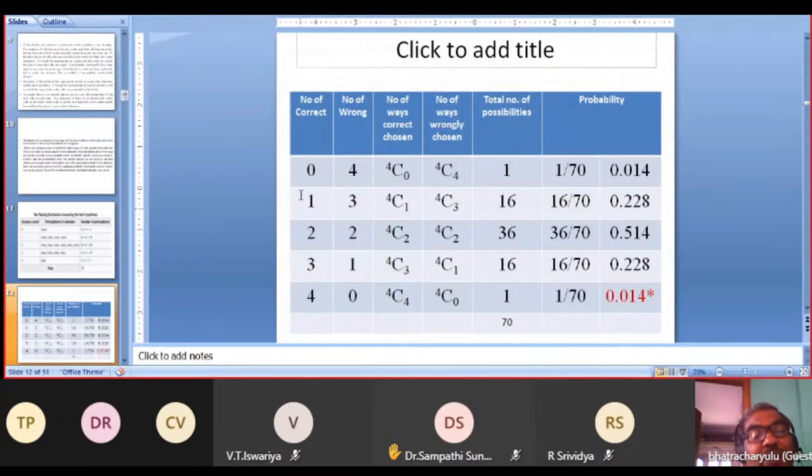That means how many wrong? So zero correct means all are wrong. And one correct means three are wrong. Two correct means two wrong. Because I am giving the four chances to her. So out of the four chances, zero correct, four wrong. One correct, three wrong. Two correct, two wrong. Three correct, one wrong. And four correct, none wrong.